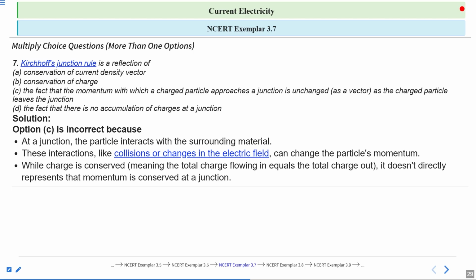So momentum can be different before entering the junction, or momentum can be different for charges leaving the junction. It is not necessarily required that momentum should be conserved. Momentum of the whole system is conserved, but it cannot be said that the momentum of a particular particle is conserved, because it is interacting with other material, other ions, other electrons also. Due to collisions, its momentum is changing frequently. So that's why option C is incorrect.